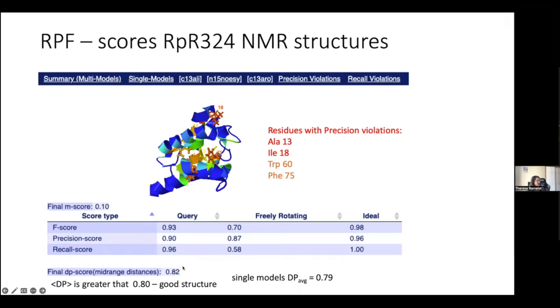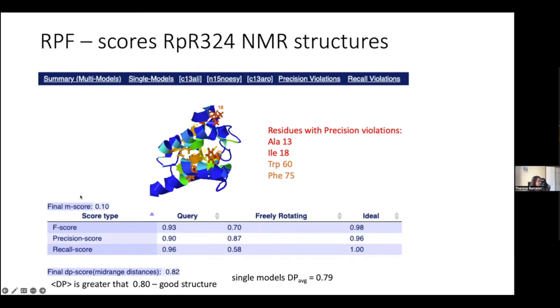In NESG, we said it wasn't a good match to your data unless it was better than 0.7. Better than 0.8 is even better. So this is a good quality structure. It's also normalized by the score you would get for any freely rotating chain, and also the score you would get for the ideal structure.